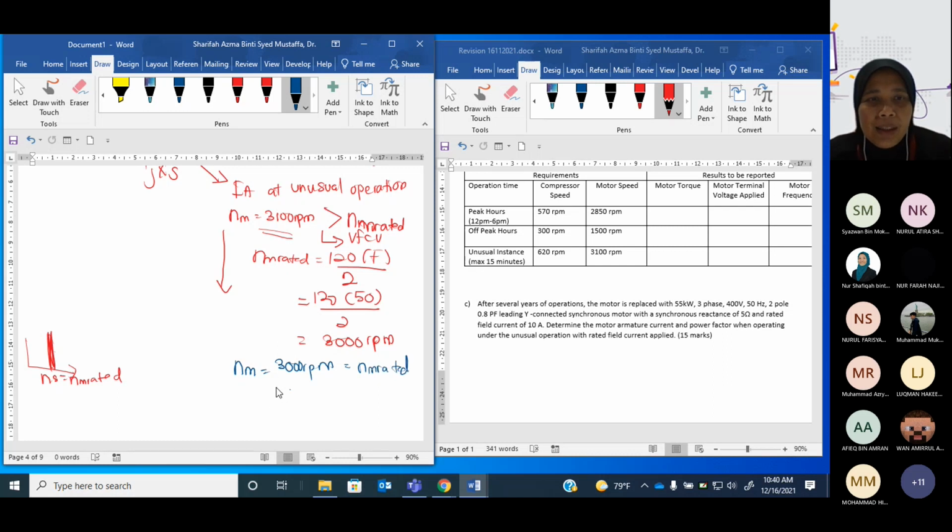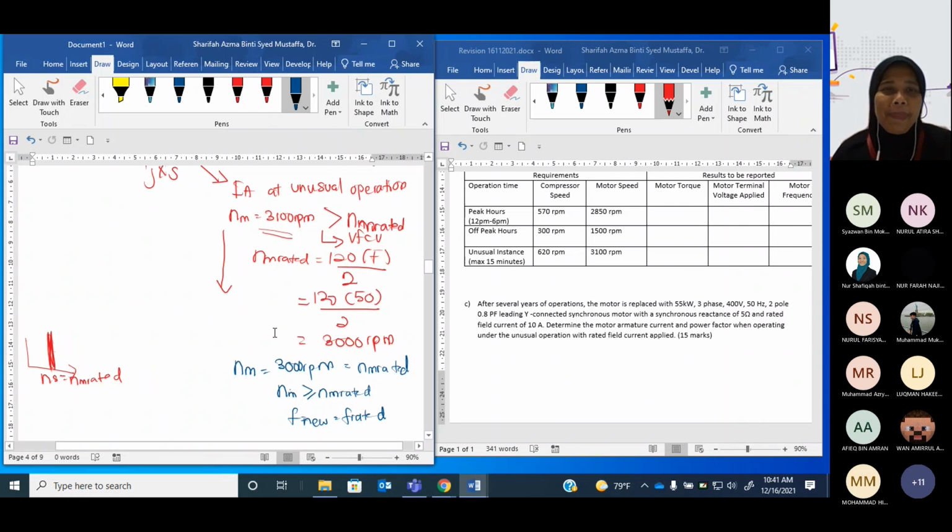Okay, kalau ini kita consider Nm is greater or equal to Nm rated. So in this case nanti your F new pun akan equal to F rated tau. So you guna variable frequency, constant voltage for above the rated speed. Boleh? Boleh ke?